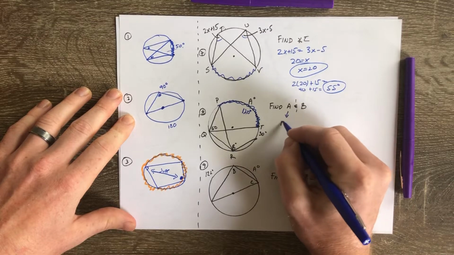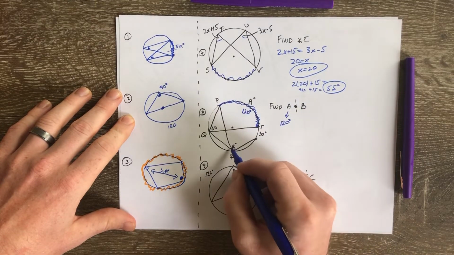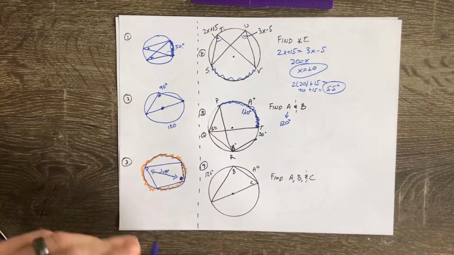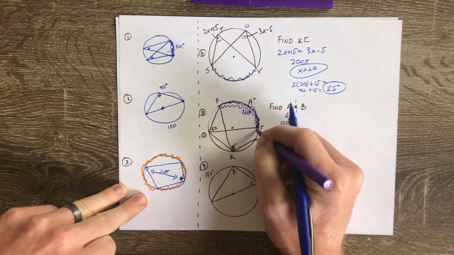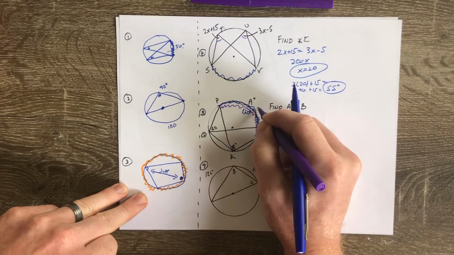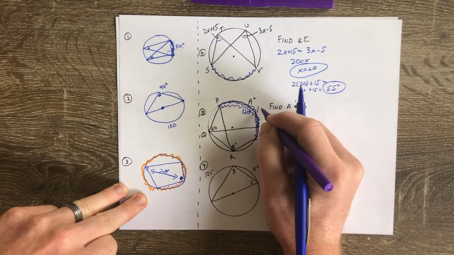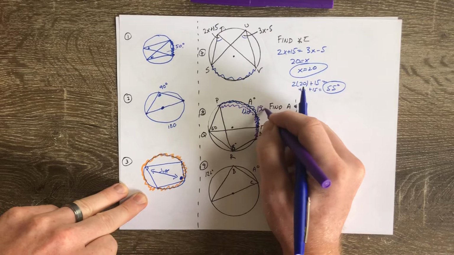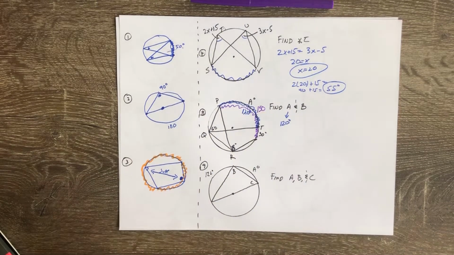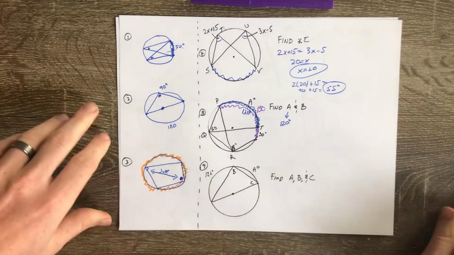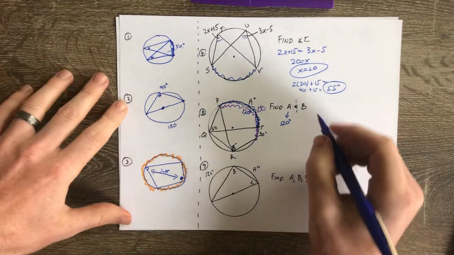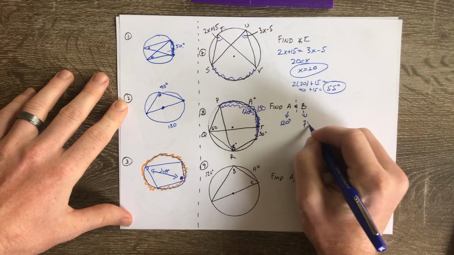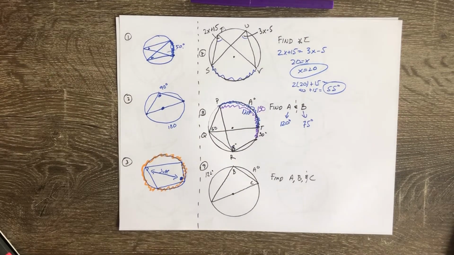So that'll be 120. And now B, think about it, B opens up to a slightly different arc. B opens up to the 120, but it also opens up to this part right here. So this arc is going to be 150, 120 plus 30. So if I wanted to find B, I just take 150 divided by 2, and I get 75 degrees. Cool.